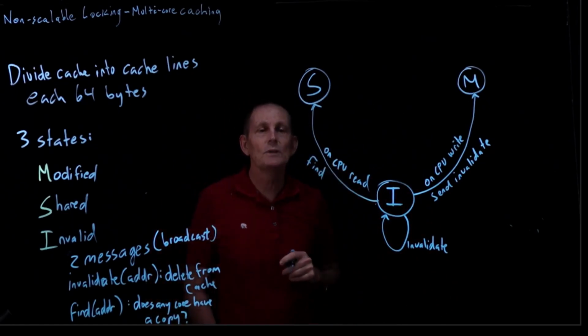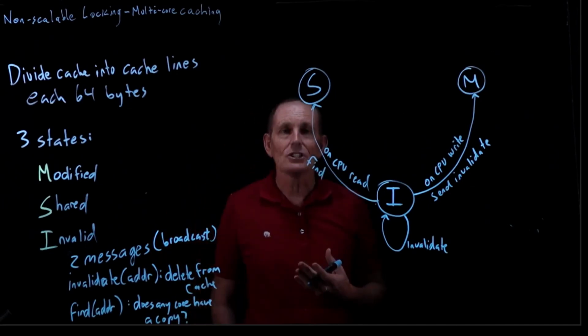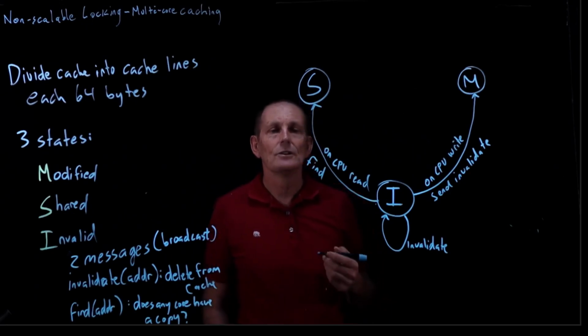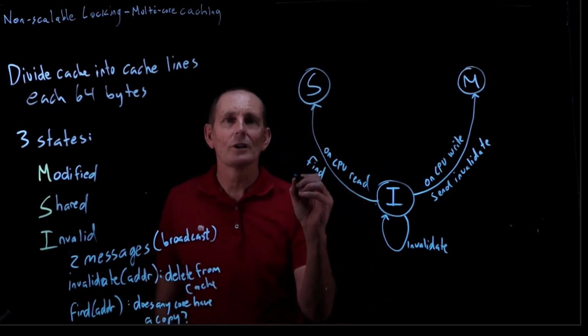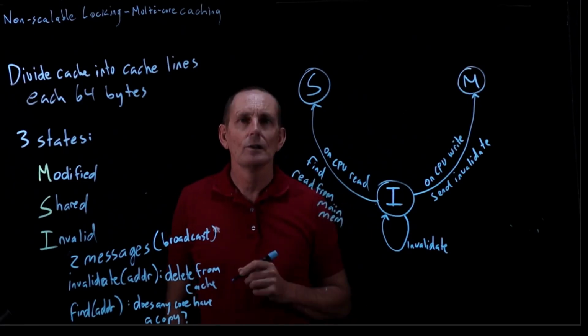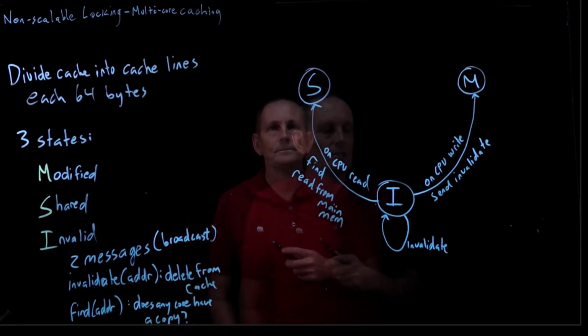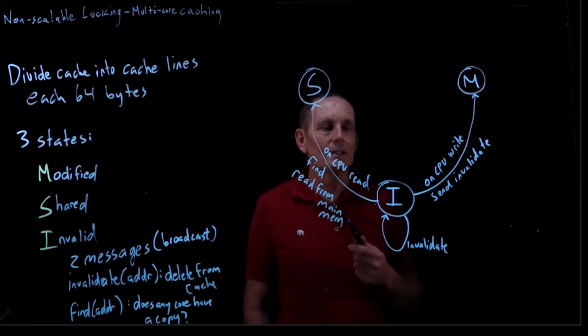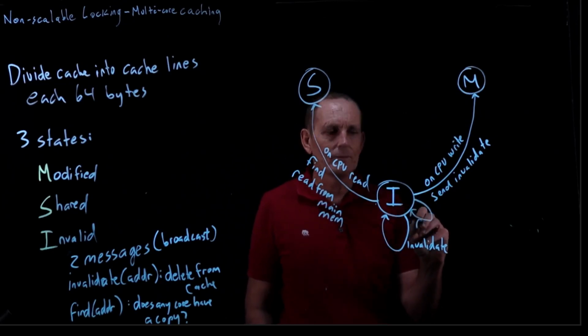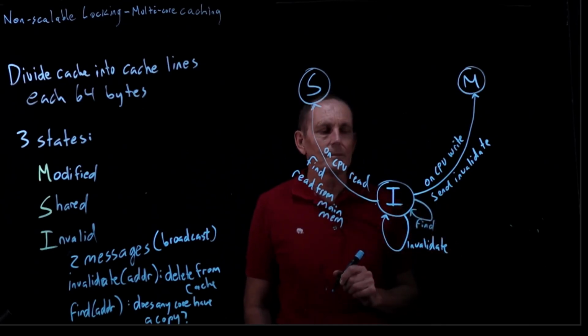Find says to the other CPUs, if you have this cache line modified, then go ahead and write it out. Then we're going to read from main memory, and then go into the shared state. So this is everything that can really happen in the invalid state. If we receive an invalidate, or if we get a find, we're going to just do nothing. Find and invalidate both do nothing. So no-ops to keep us in the I state.